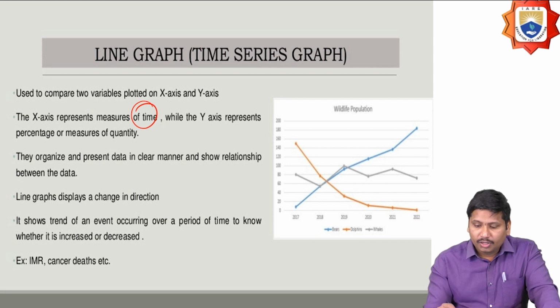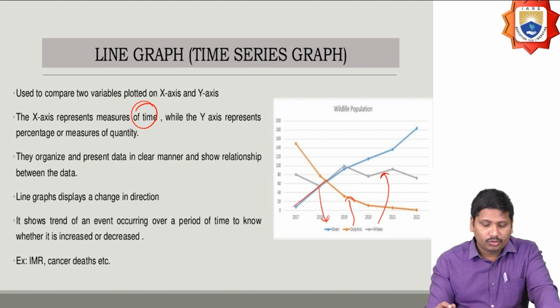So this is the wildlife populations, like bears. The blue color is going to represent the bears, this one is going to represent dolphins, and this one is going to represent the whales. So this is the wildlife population I want to show, and for every year, I want to find out how many whales, dolphins, and bears there are. By seeing this line graph, we can obtain it clearly.